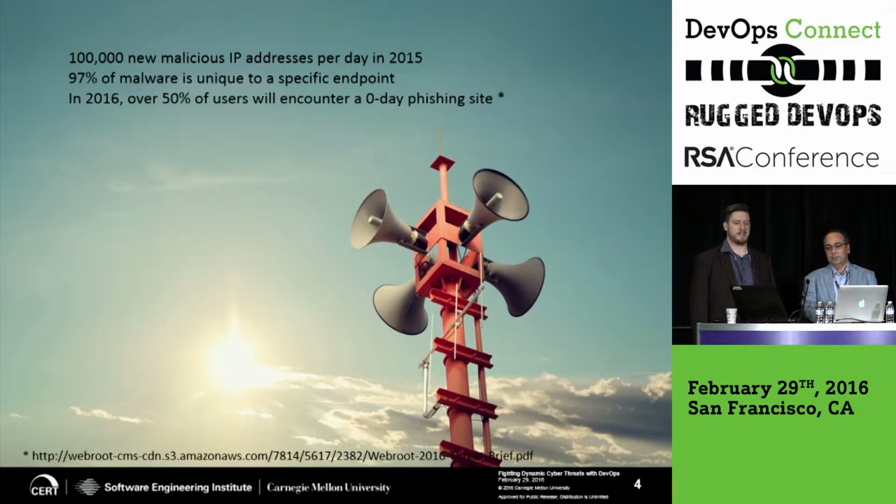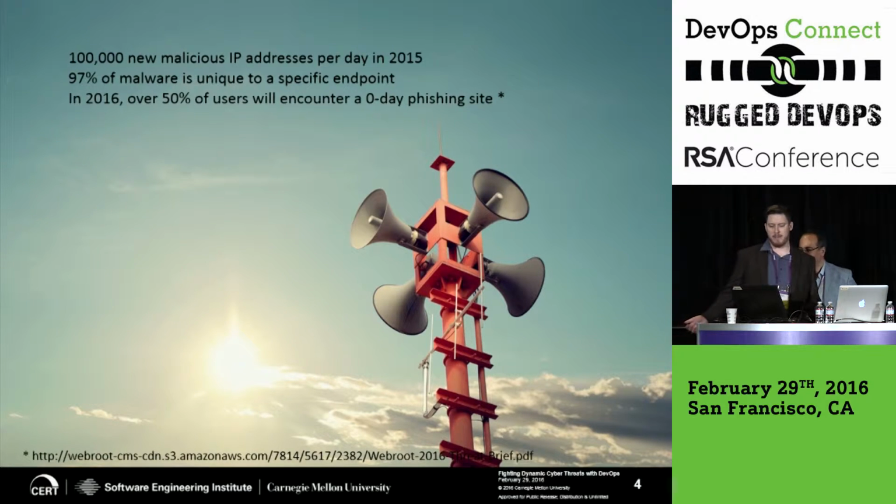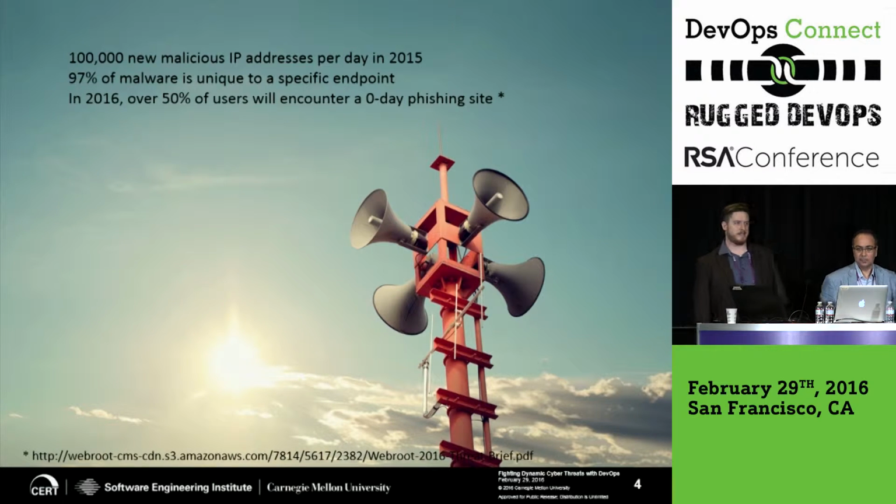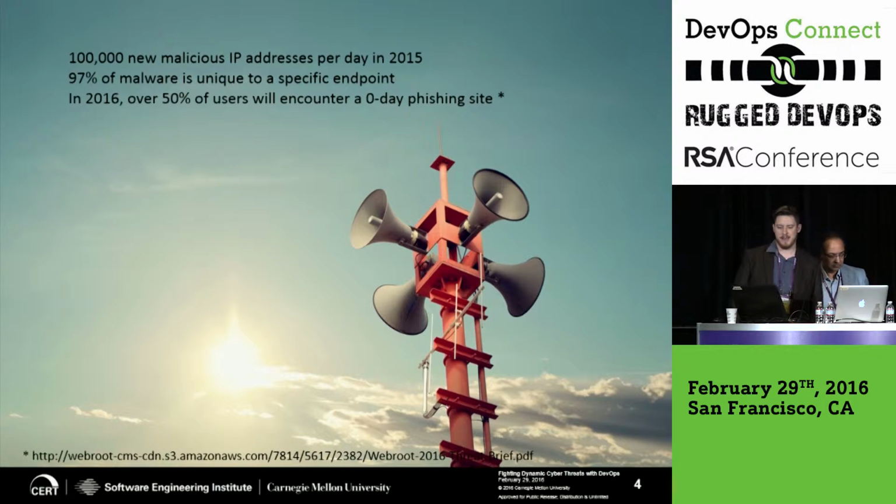Now, picture the air raid sirens going off like Eisenhower was still in office as president. According to Webroot, 100,000 new malicious IP addresses were discovered per day in 2015, meaning that we're not recycling. The attackers are not recycling IP addresses because we're so good at blacklisting them. And can human vision keep up with blacklisting 100,000 new malicious IPs?